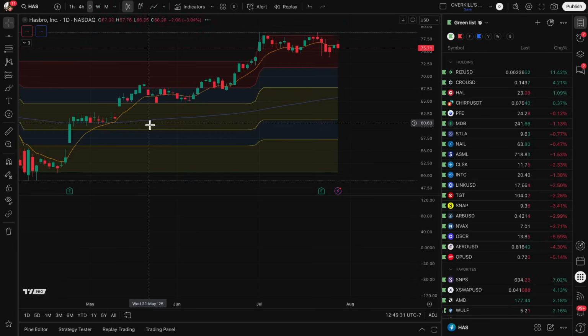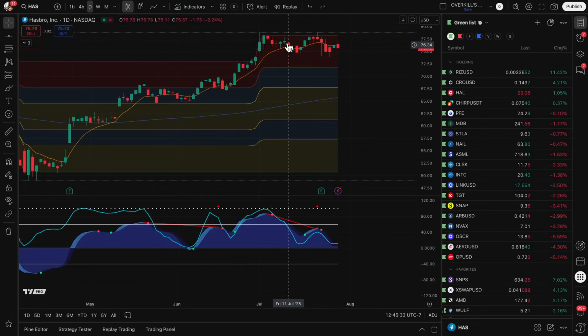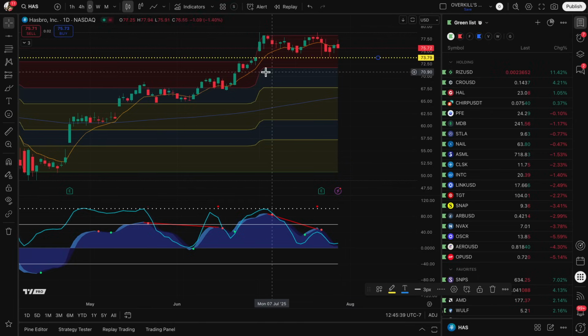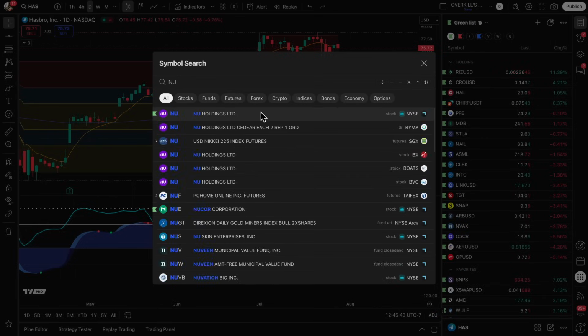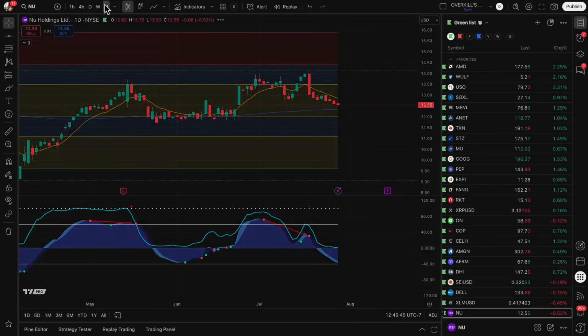HAS. Again, if you guys have chart requests throughout the week, just feel free to drop them over here in the chart request thread. HAS is up there in the red zone, so we're looking to take profits or setting a stop loss right there at 73. NU. Got the green monthly there. And yeah, looking for the green daily. So this looks good. It's pulled back for like 8 days. Just needs a green daily dot.